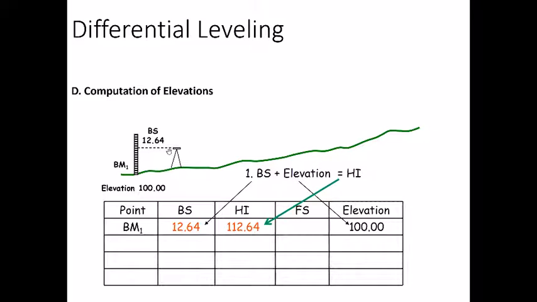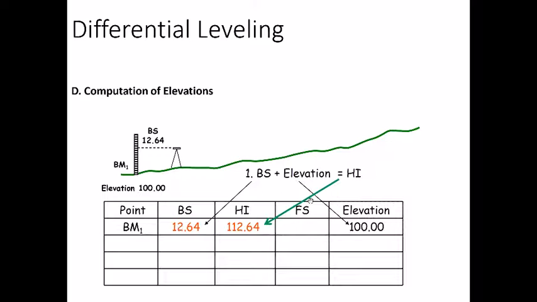In order to find out the height of instrument in our first setting, what we have studied before is that to the reduced level of the benchmark, you add whatever reading you get on the leveling staff once your instrument is leveled. That reading added to the reduced level of the benchmark becomes the height of your instrument. So this imaginary plane has a reduced level of 100 plus 12.64, so 112.64 is the height of the instrument.